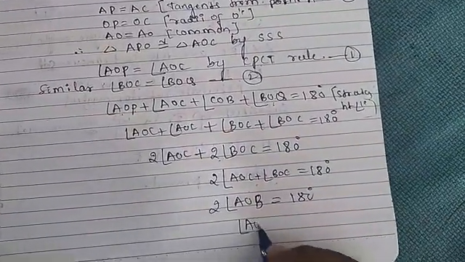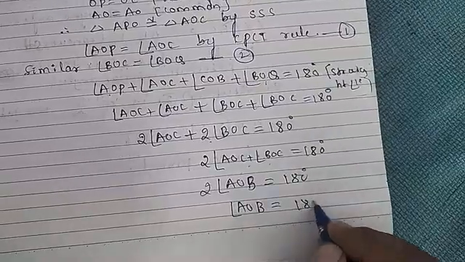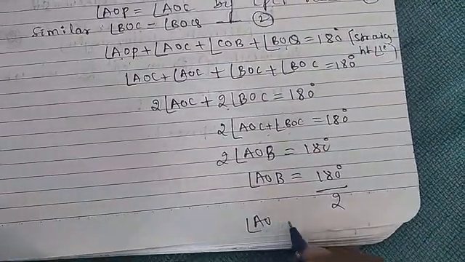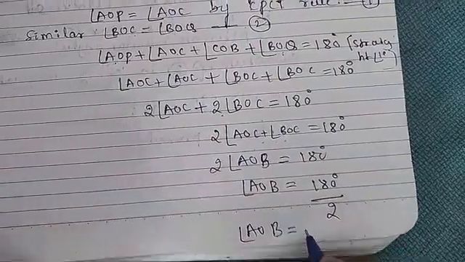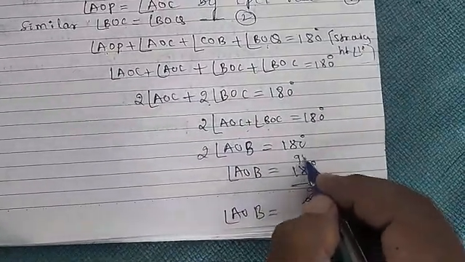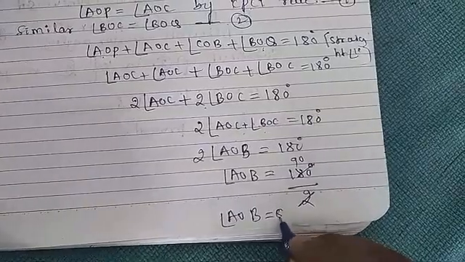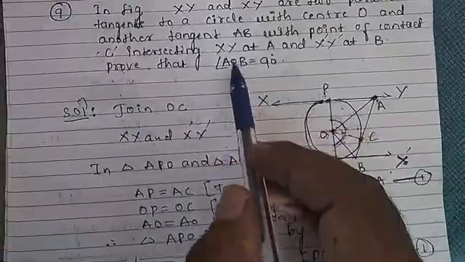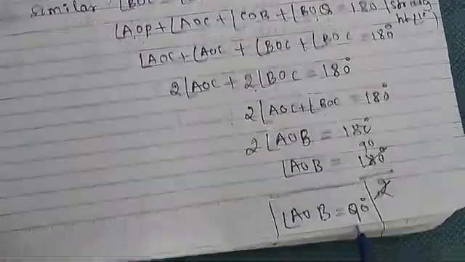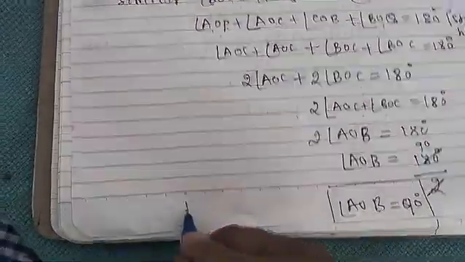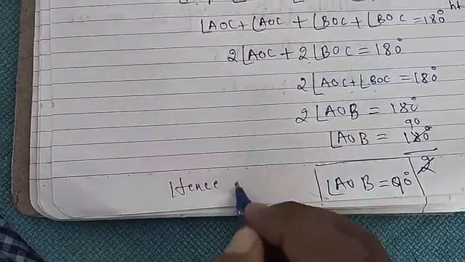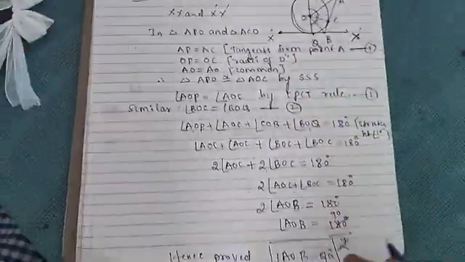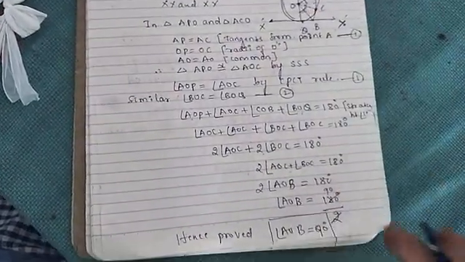Therefore angle AOB is equal to 180 divided by 2. How much here? 2 ones are 2, 2 nines are 18, 0 as it is. So 90 degrees. What does the question ask us to prove here? AOB is 90 degrees. You proved it, so what do you write here? Hence proved. I hope you understood. Very simple. By using the tangent property, you have to prove this.